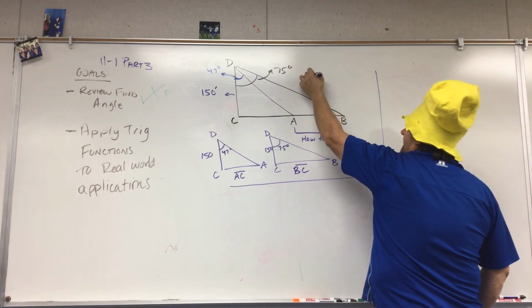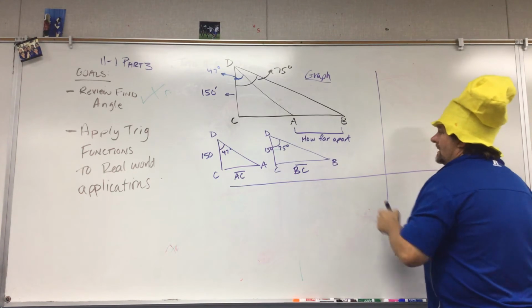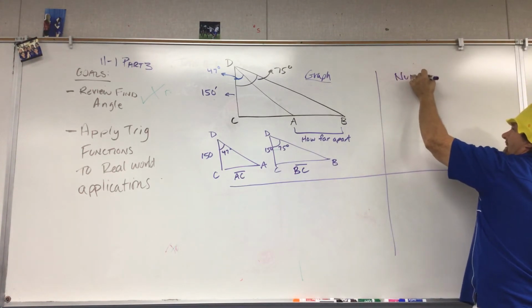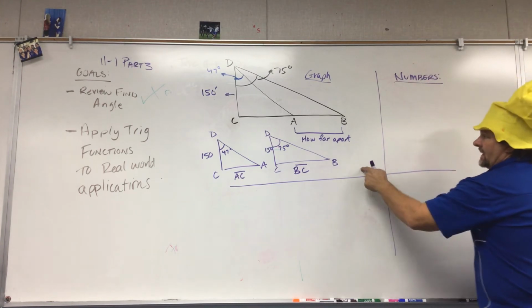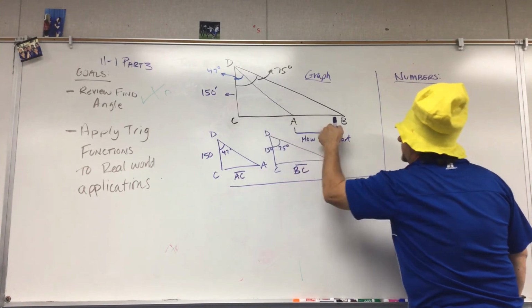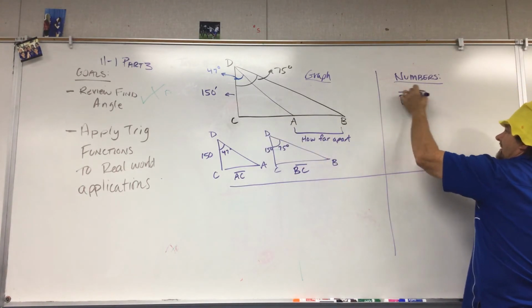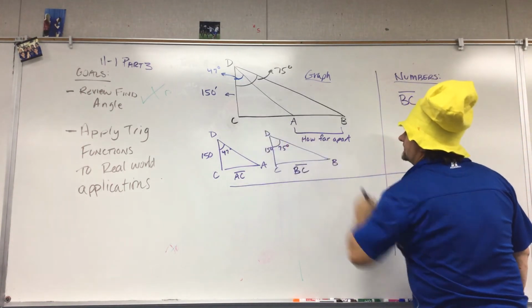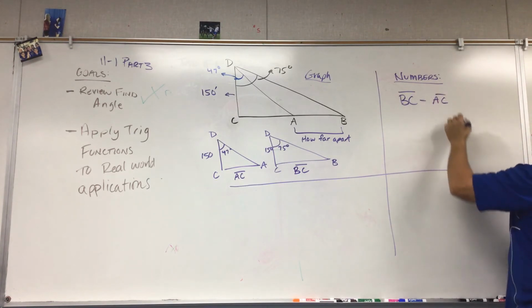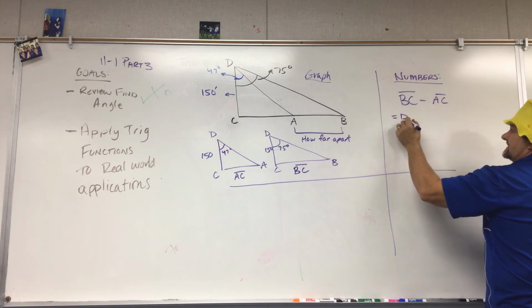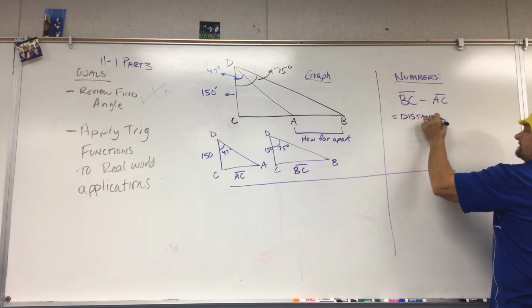Because this is my graph part. Numerically, here's where numbers come in. Numbers-wise, how do I find the distance? I take the total length, BC, and I subtract the smaller piece, AC. And that's going to give me the distance apart. So I need to come up with those numbers.